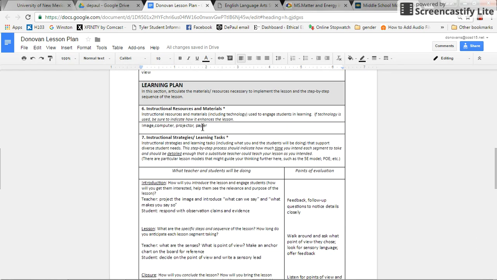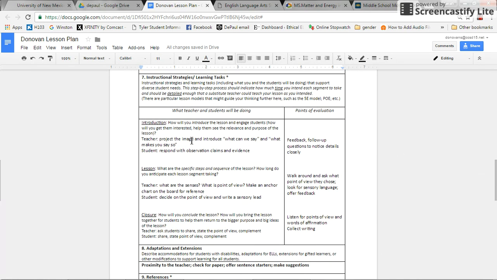For the learning plan, this is the important part here. So instructional materials, this is pretty straightforward. What do you need? This is the more complicated part where you have to think through what you're going to do. And I would add, it actually takes quite a long time to be able to do this in a very efficient way.